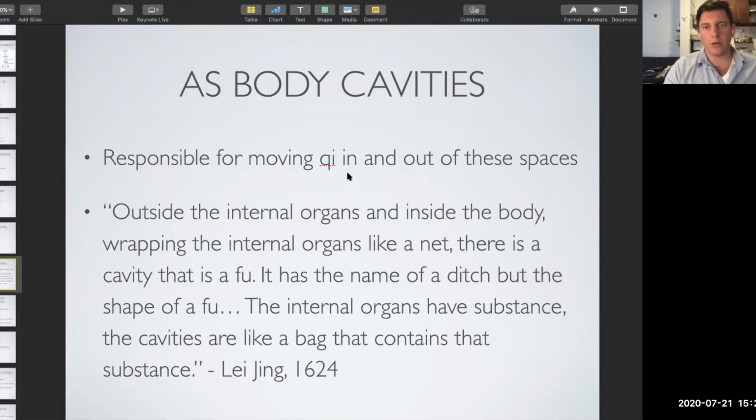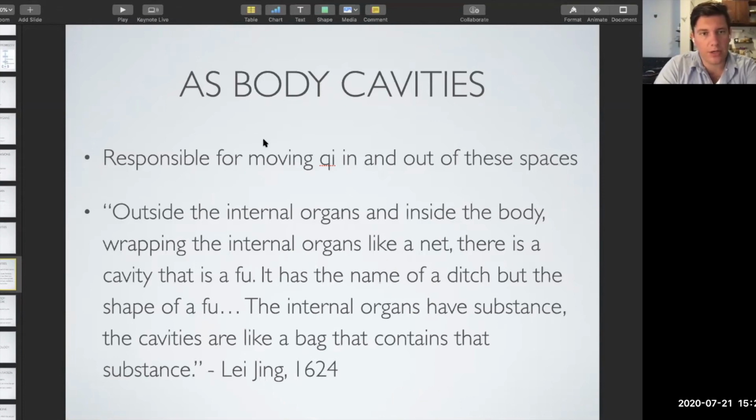So from the Lei Jing, outside the internal organs and inside the body, wrapping the internal organs like a net, there is a cavity that is a fu, a hollow yang organ. It has the name of a ditch, but the shape of a hollow yang organ of a fu. The internal organs have substance. The cavities are like a bag that contains that substance. So when we describe the Sanjiao, it's a bag that contains all of the other organs. Or the cavities themselves are a bag that contains, yeah.